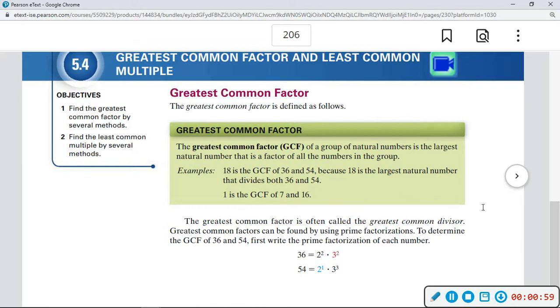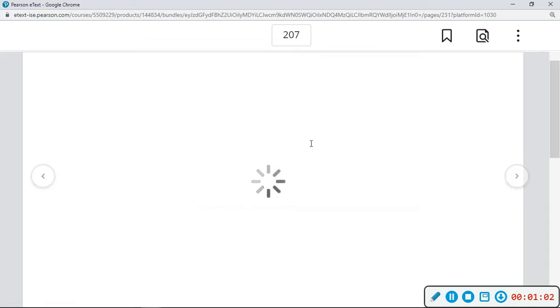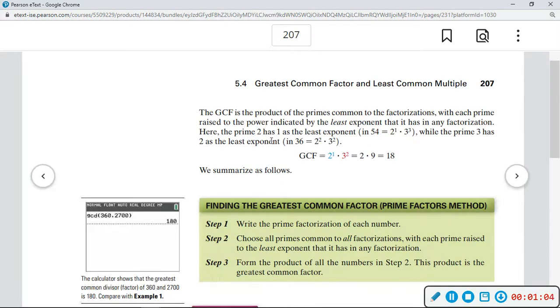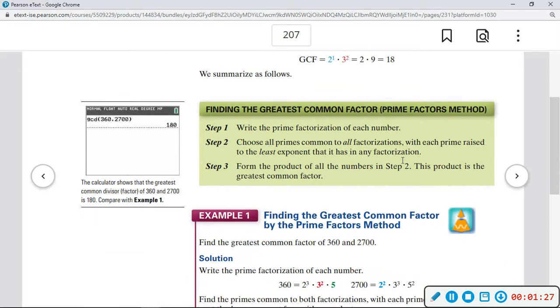And then after you do that, it says the greatest common factor is the product of primes common to the factorization, so the ones that they have in common, and then you're going to use the prime raised to the power indicated by the least exponent, so the one that's the smallest, which I'll show you what that means. Sometimes the wording can be confused, but here it is just in step.